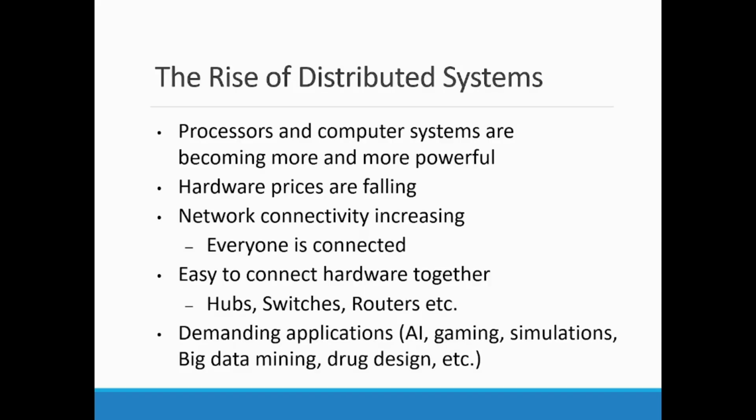Talking about the rise of distributed systems. So, why are distributed systems becoming the new normal? Let's see what has changed over time. So processors are getting more powerful, hardware prices have dropped, network connectivity is better than ever, and people are building advanced applications like AI, gaming, simulations, even drug discovery. So put all that together and you get a world where connecting many systems makes more sense than building one super expensive machine.